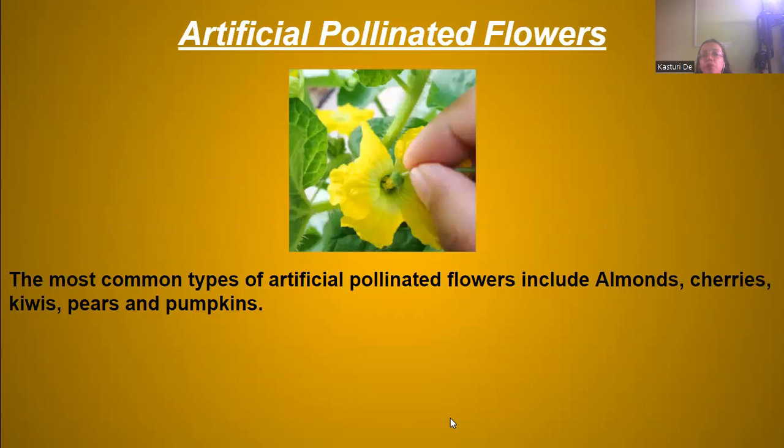See, this is done. The anthers are being transferred to this stigma. Almonds, cherries, kiwis, pears, and pumpkins are artificially pollinated.